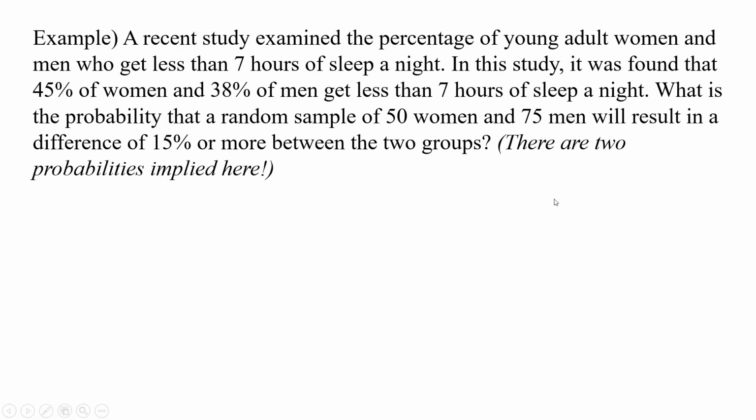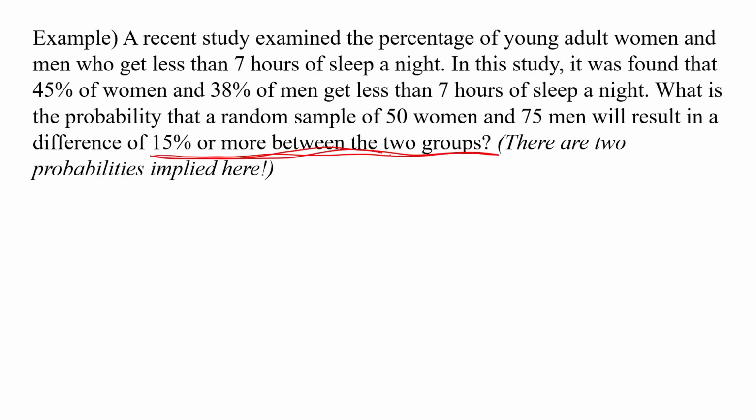So one example here. A recent study examined the percentage of young adult women and men who got less than 7 hours of sleep a night. In this study, 45% of women and 38% of men get less than 7 hours of sleep a night. What is the probability that a random sample of 50 women and 75 men will result in a difference of 15% or more between the two groups? Okay, so 15% or more between the two groups.